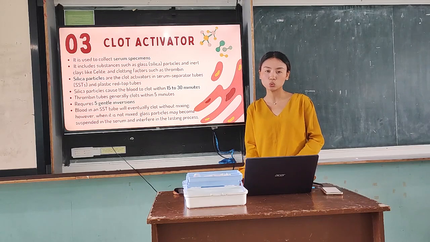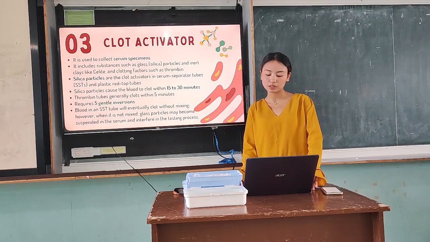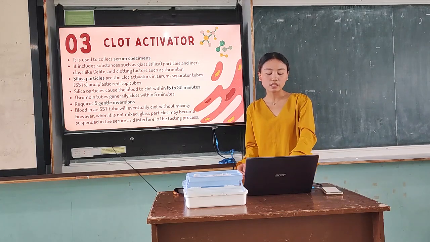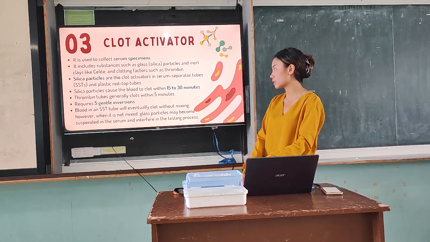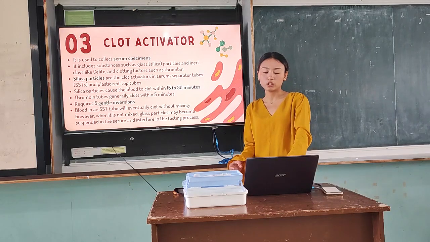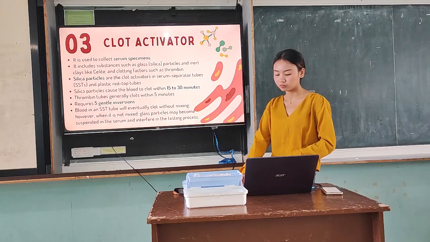So kapag plastic yung tube natin, we have to invert it 5 times so that magkaroon ng clotting. So dito sabi na, silica particles cause the blood to clot within 15 to 30 minutes. Whereas yung sa thrombin tubes naman, of course, mas mabilis siya. It generally clots within 5 minutes lang.